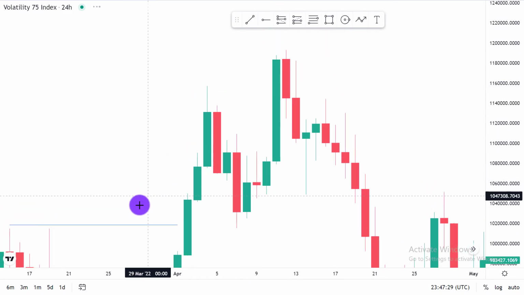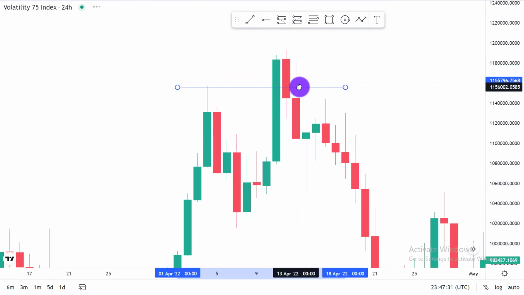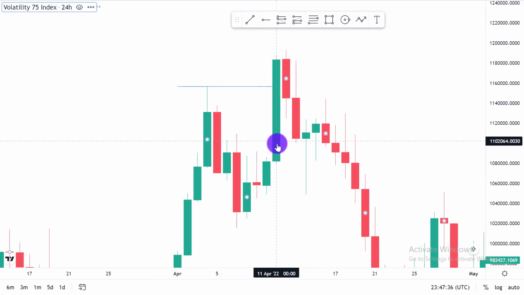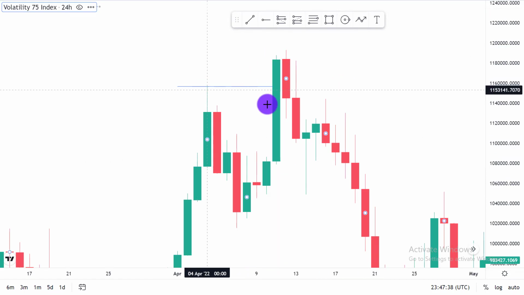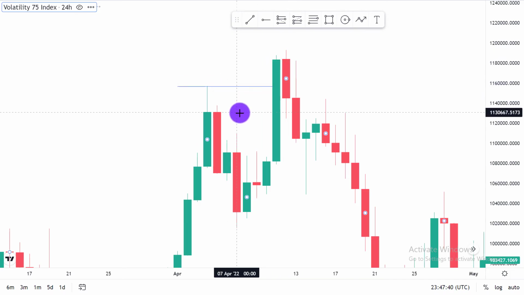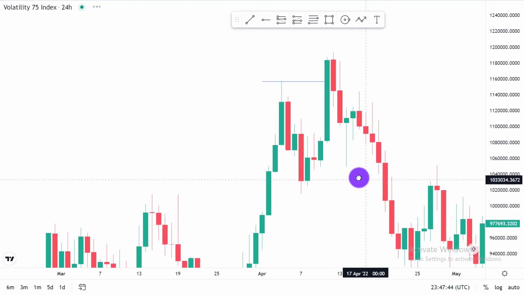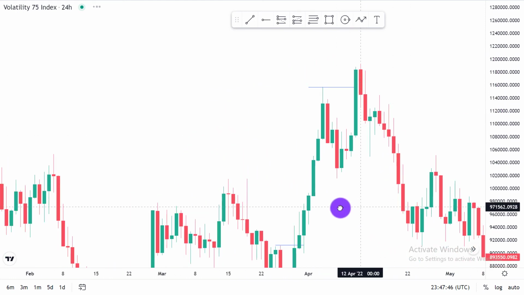Then where is the next structural high? The previous high there, the candle wick. You see that? So price closed above that, the candle body closed above the previous structural high, the candle wick. That's a break of market structure. Then what do we see?